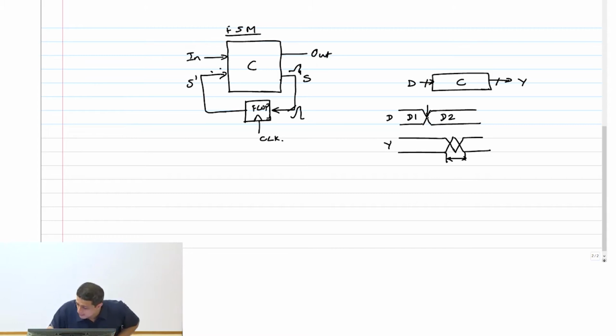So the earliest time at which data can change is basically called contamination delay. This we did earlier, even for NAND and all that. We said there is a contamination delay, which means the earliest, smallest delay, and the largest delay is called propagation delay. So this is, maybe I'll draw this in red, TCD. This arrow going from here to here says that it's the transition between D1 and D2 that caused my output Y to start changing.